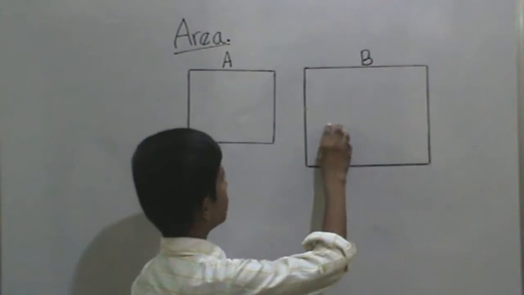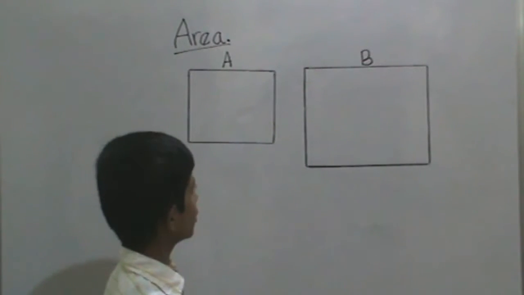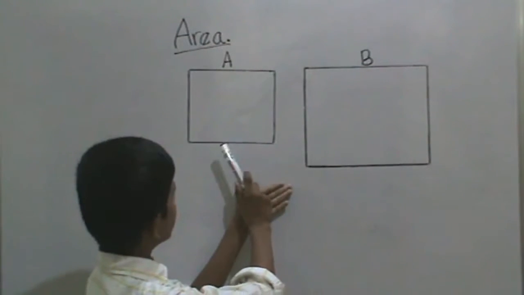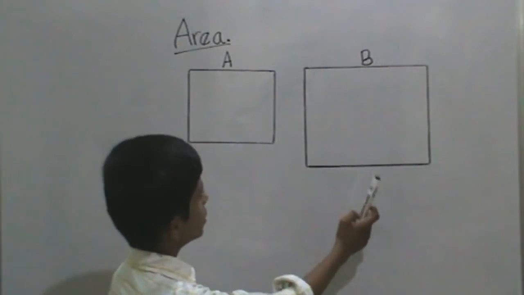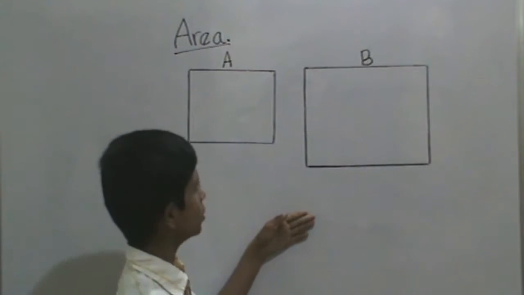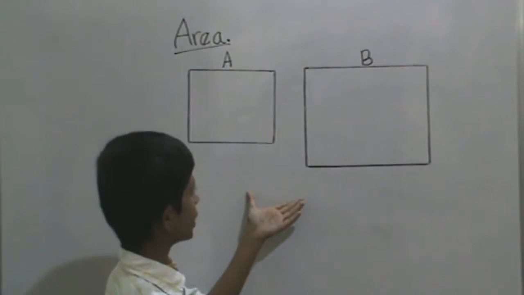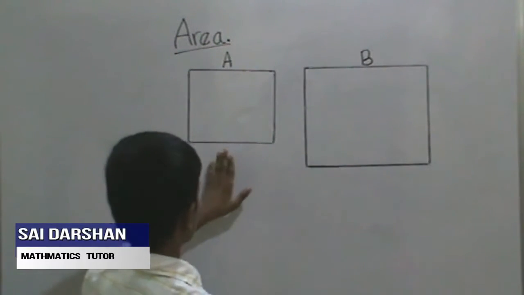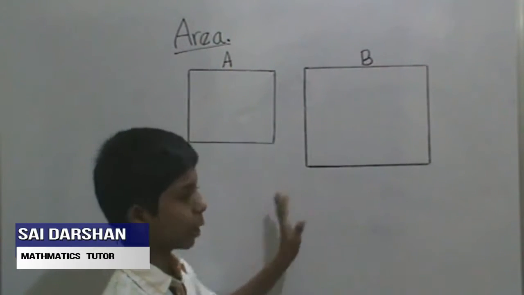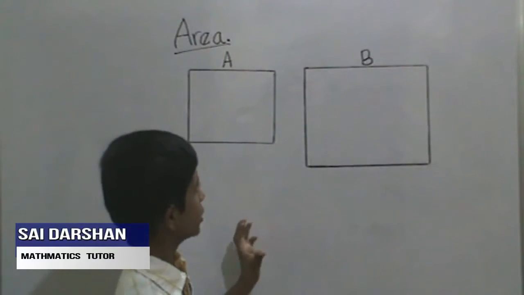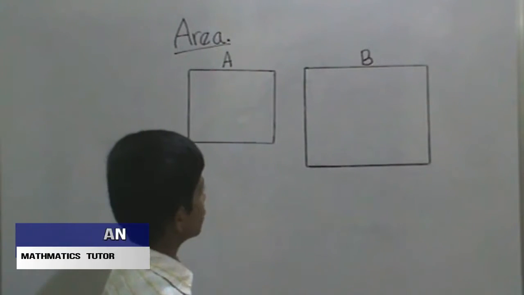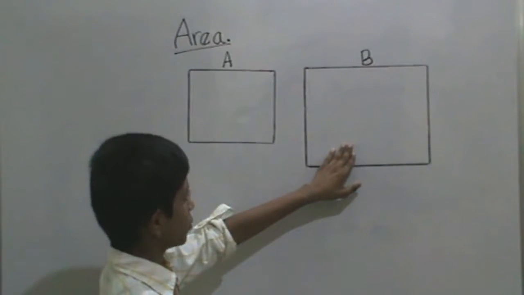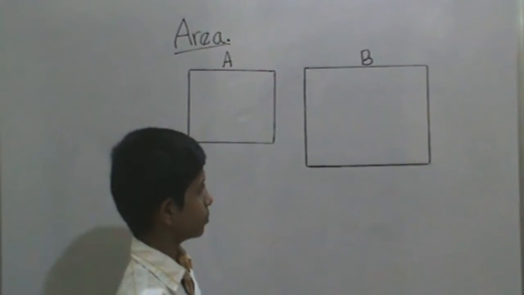Occupied by any shape or objects. Take a look at these two rectangles, rectangle A and rectangle B. Which is the bigger rectangle? If you see, you can easily identify that rectangle B is bigger than rectangle A. But how much is it bigger? Exactly. To compare that, we can split these two rectangles into centimeter squares and compare them.